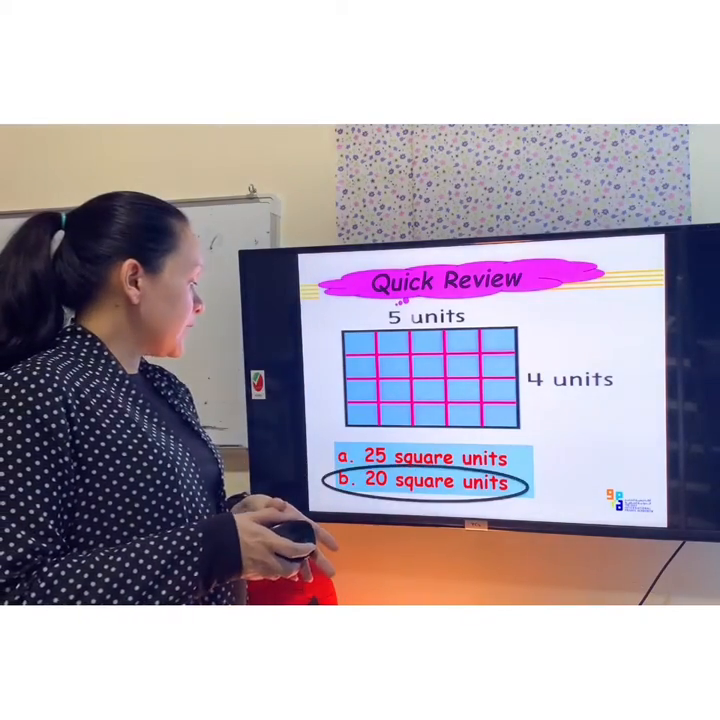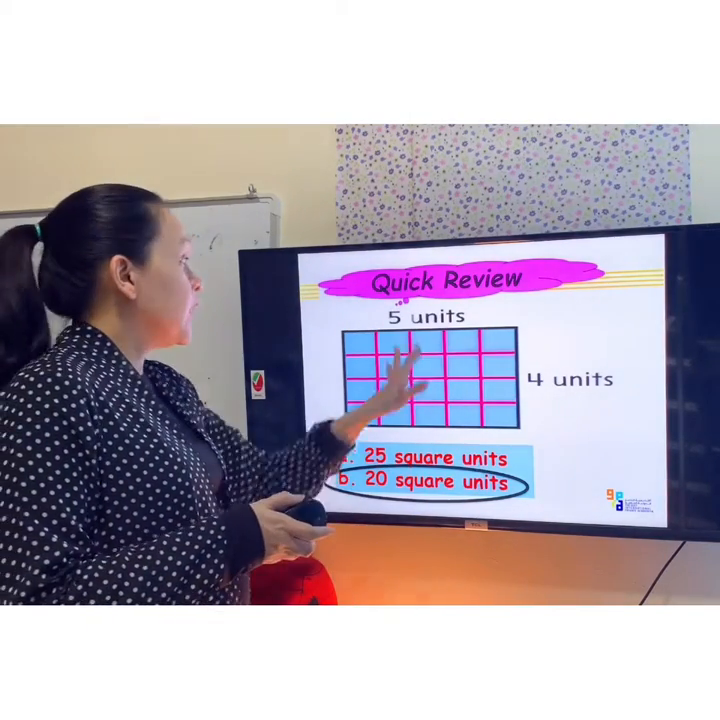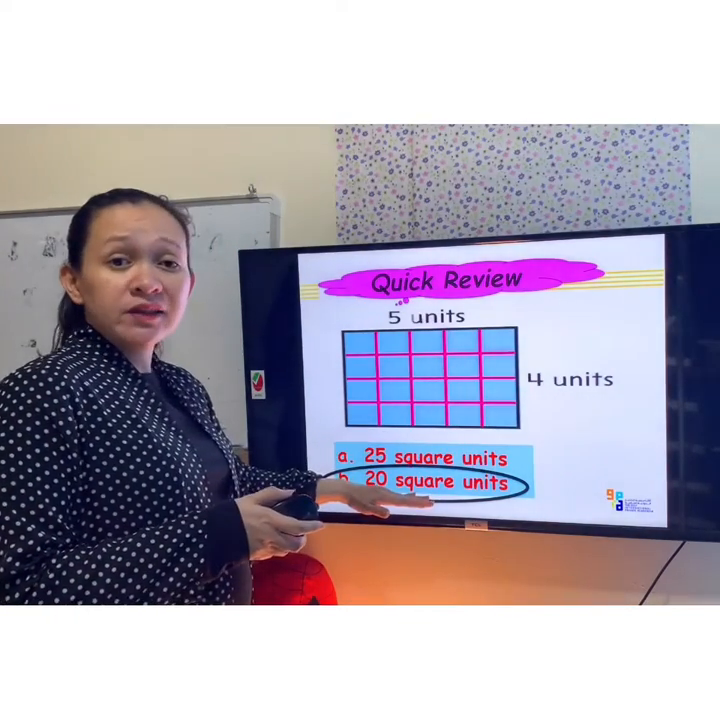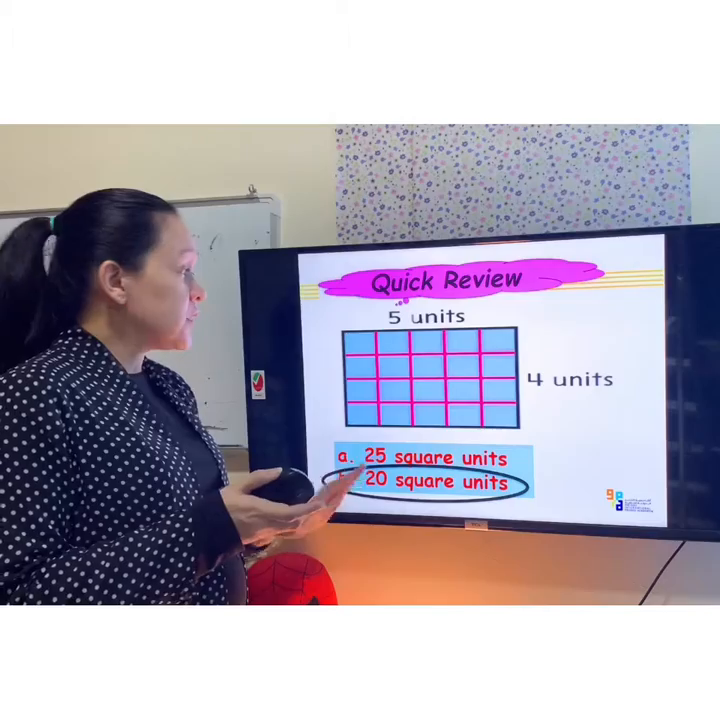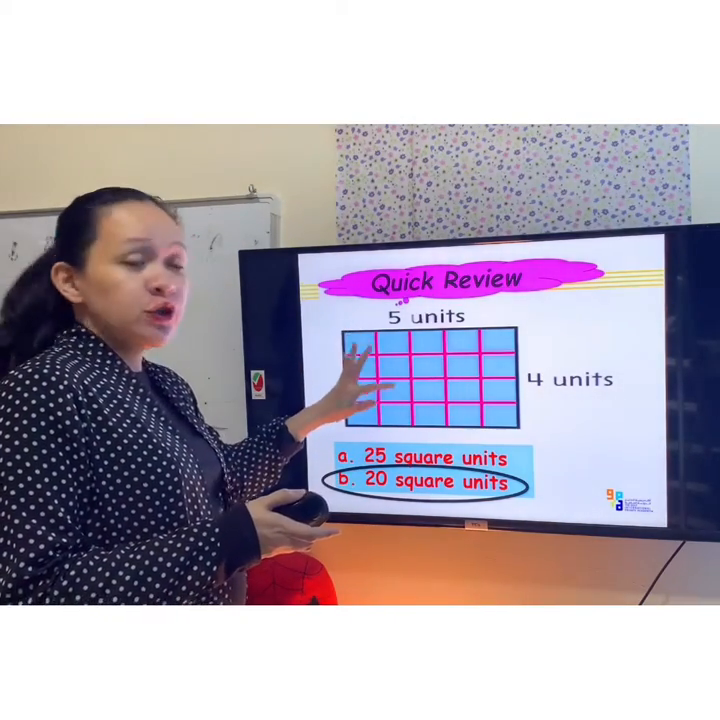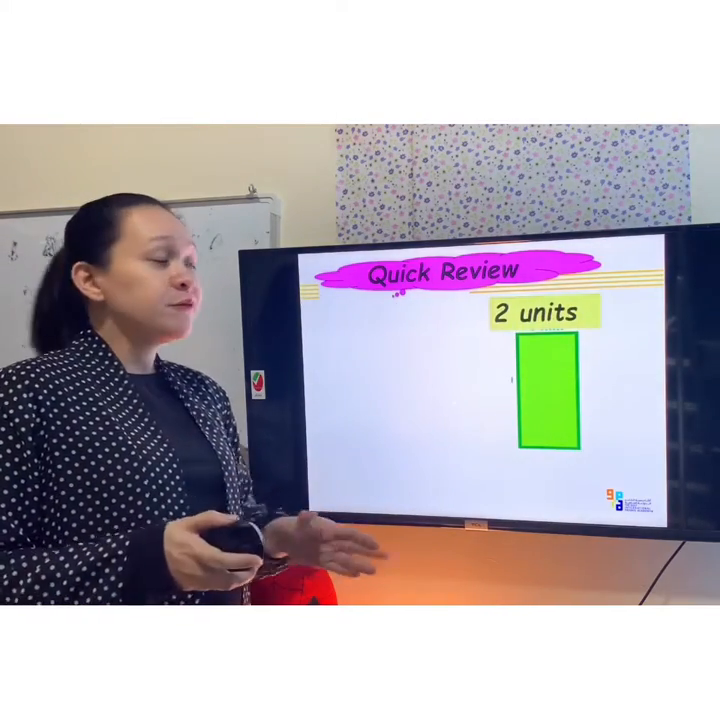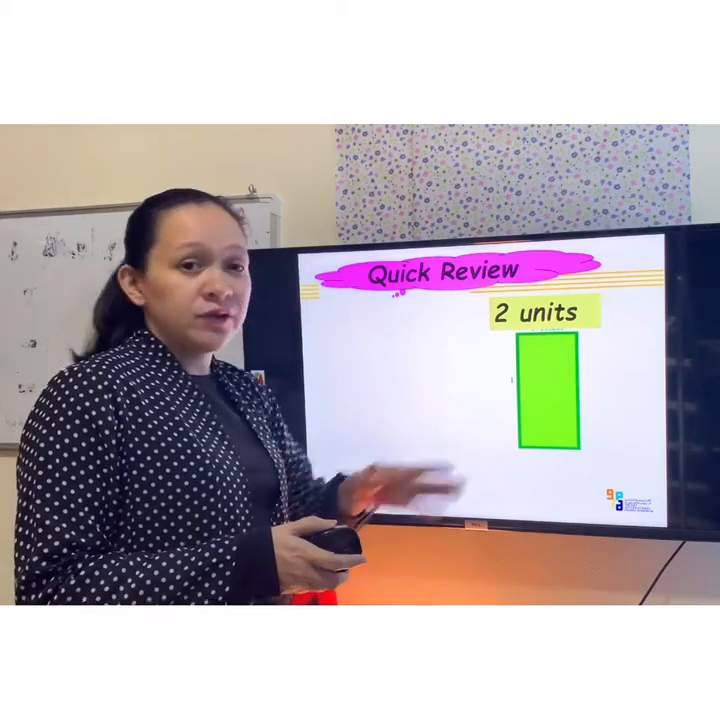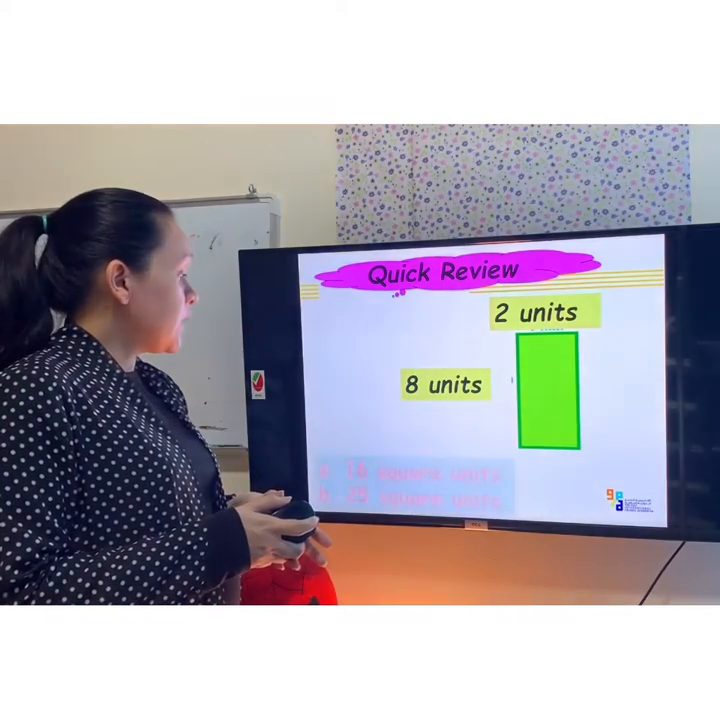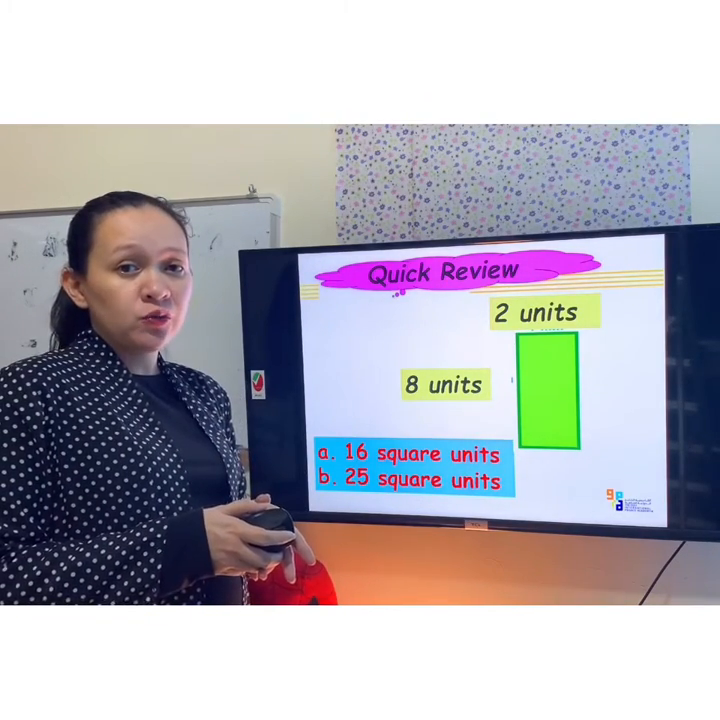The answer there is 20. Again, we are going to multiply the length and the width. 5 multiplied by 4, the answer is 20 square units. Or else, you can also find the answer by counting the square units. Now let's move to the third figure. So we have the width of 2 units and we have the length of 8 units. Now here are the choices. I will give you again another 5 seconds to answer.